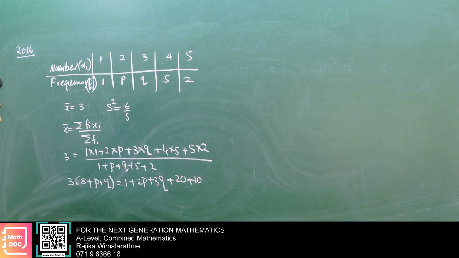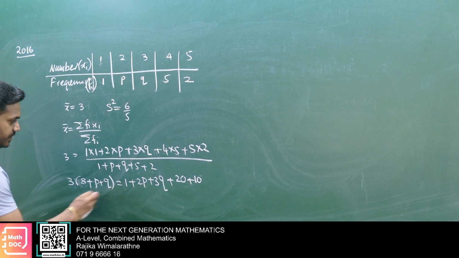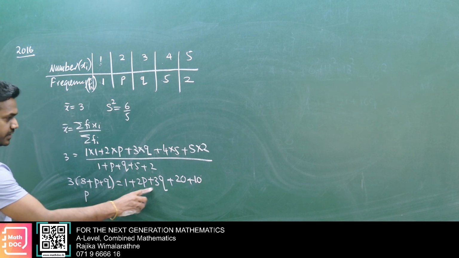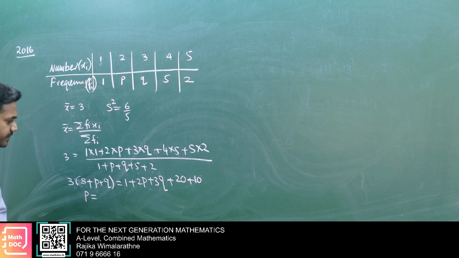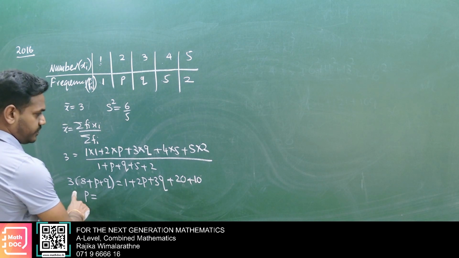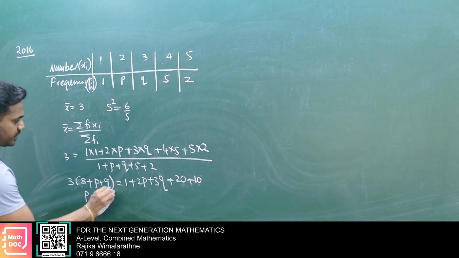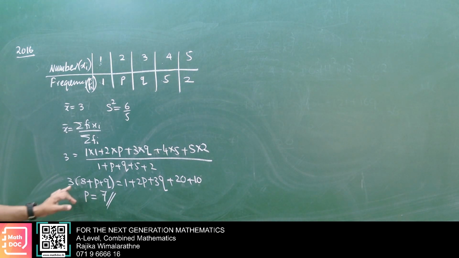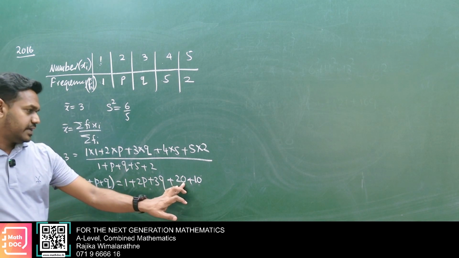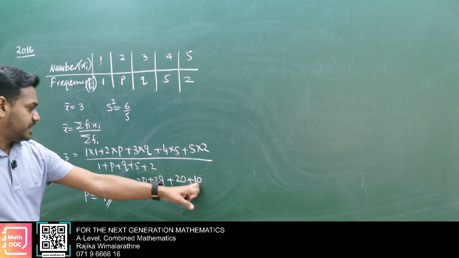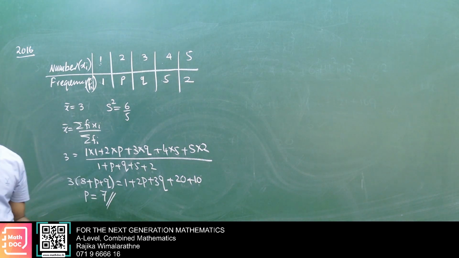Then simplify. 3Q and 3Q cancel. 3P minus 2P is P, and the constants give 24 equals 31 minus P, so P equals 7. The P value is 7.